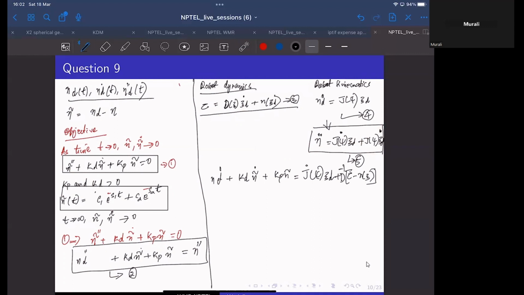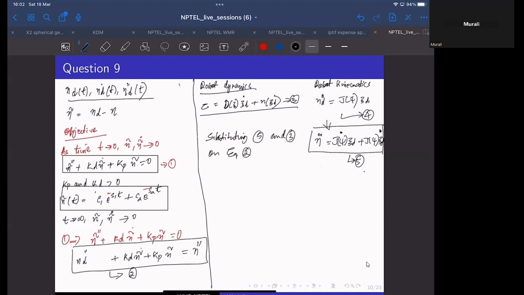Right? Is it correct? There is also another term I think I have missed. I'll rewrite this again. So again, substituting equations 5 and 3 on equation 2.